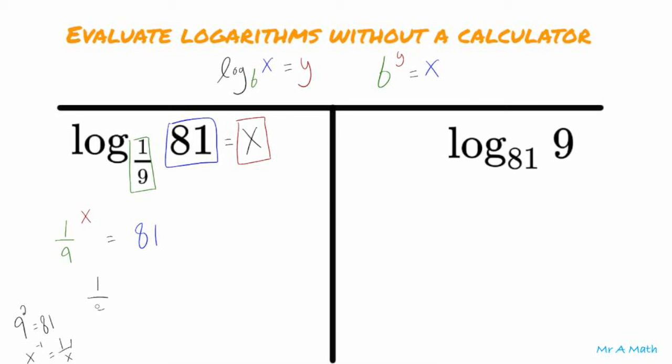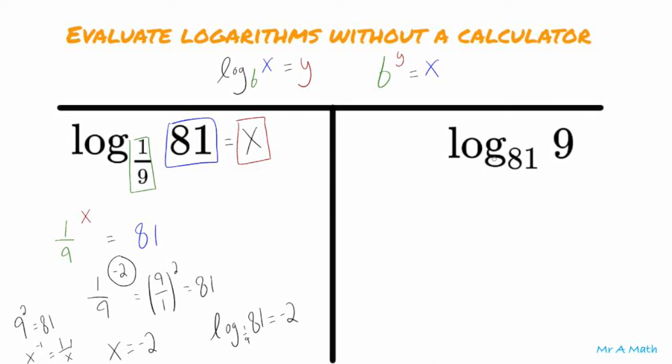So if I do 1 over 9 to the negative 2nd power, what happens there is that becomes 9 over 1 to the 2nd power, right? The negative flipped it, so now it's positive 2. And then 9 over 1 to the 2nd power is just 81. So this answer works here. We can now confidently say x is equal to negative 2. So log base 1 over 9 of 81 is equal to negative 2.